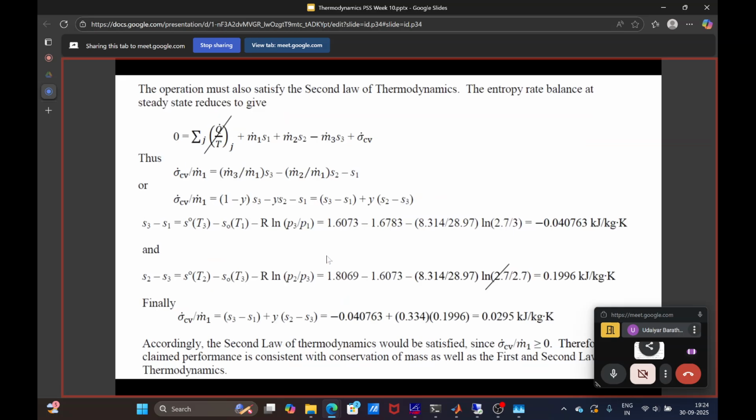Next we need to evaluate whether this process is possible. We have used the mass balance and energy balance to find the mass ratios, but we still don't know whether the process is possible. For that we apply the second law and see if the entropy generated is greater than 0. If it is greater than 0, then this process is possible, and without heat and work transfer you can simultaneously heat up and cool down the stream.